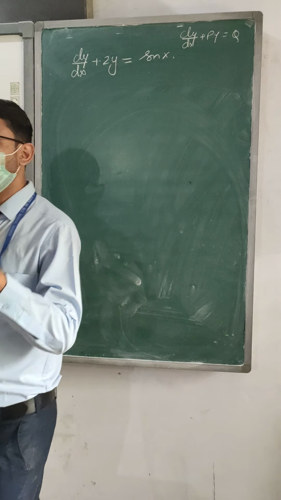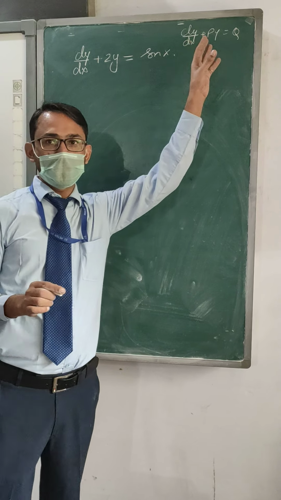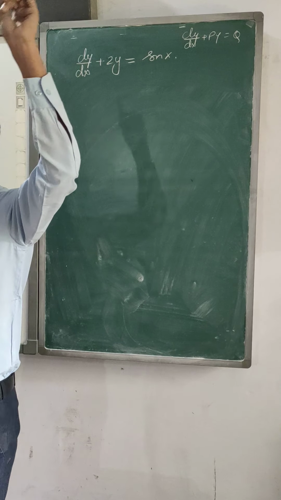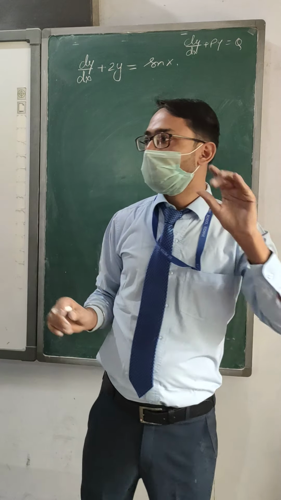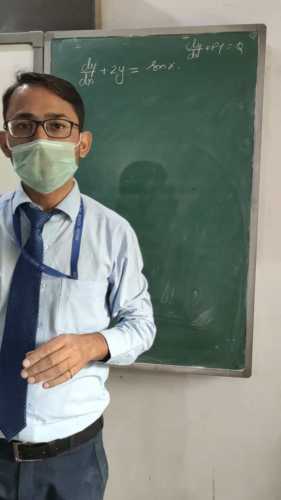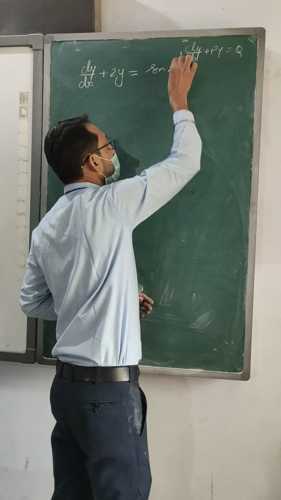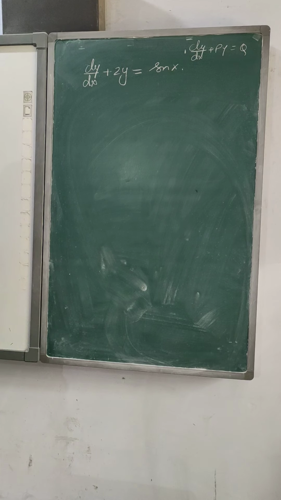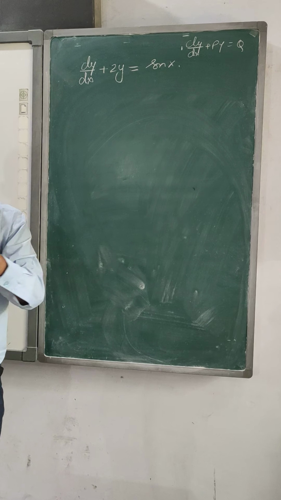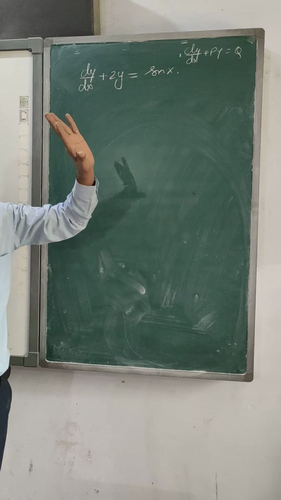Yes, beta. Linear differential equation, one question we are taking. We know that the linear differential equation is dy upon dx plus py equals q. This is the linear differential equation. The major thing is there should not be any coefficient with dy upon dx. If there is any coefficient with dy upon dx, then we need to divide the whole differential equation by that. Now we need to solve this differential equation.